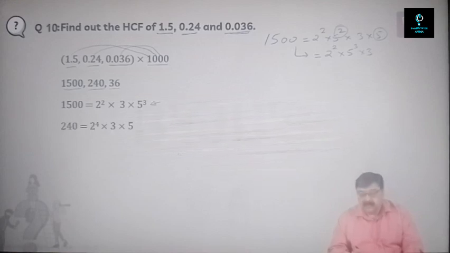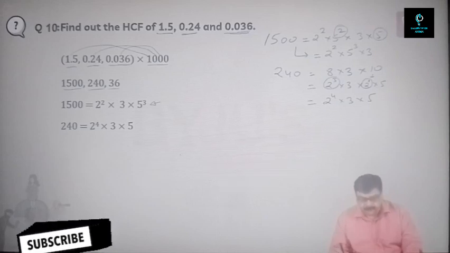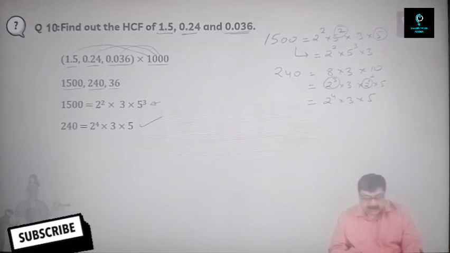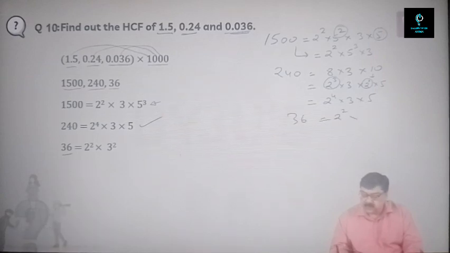Now similarly 240. 240, quite simple, it is 8 into 3 into 10, 8 into 3 is 24 into 10. So this is 2 cube, this is 3, and 10 here is 2 into 5. So 2 power 1 and 2 cube get combined together. So 2 power 4 into 3 into 5 is what we get here, which is also written here. 36, kindly remember it as 2 square into 3 square. It is 6 square and 6 is 2 into 3. So 2 square into 3 square.